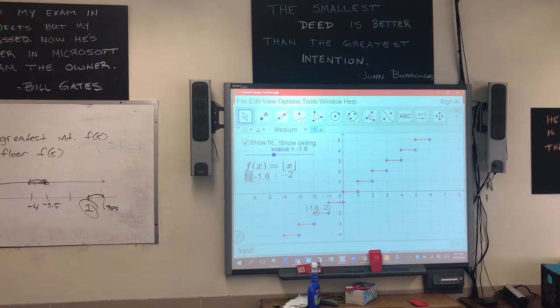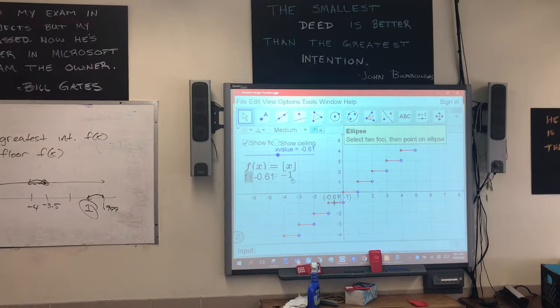If I get all the way up to negative 1, you see how it jumps me up to the next step? Because when I evaluate negative 1, what does the greatest integer function do? If it's an integer we put in, it kicks back the same integer. And then everything in here, like negative 0.61, is going to return negative 1, the previous integer that we passed through.